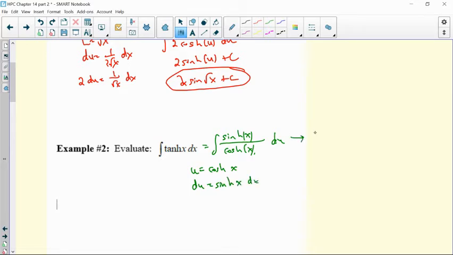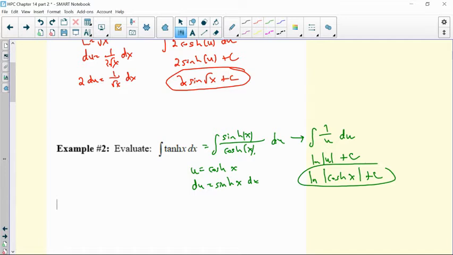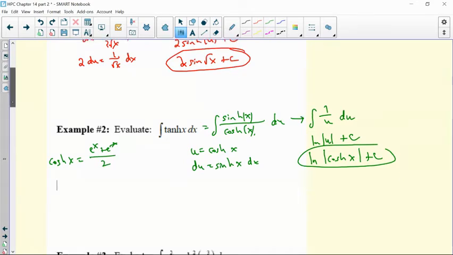So it becomes a really nice integral, just 1 over u du, which is the natural log of the absolute value of u plus c. Now, technically, we don't really need absolute value because the hyperbolic cosine function is already positive, right? Remember, it's defined to be e to the x, which is positive, plus e to the negative x, which is still positive, and then divided by 2. So we don't really need absolute value, but it's okay.